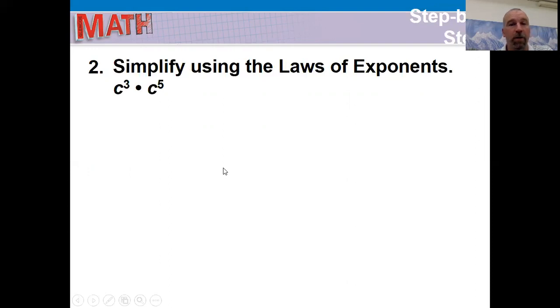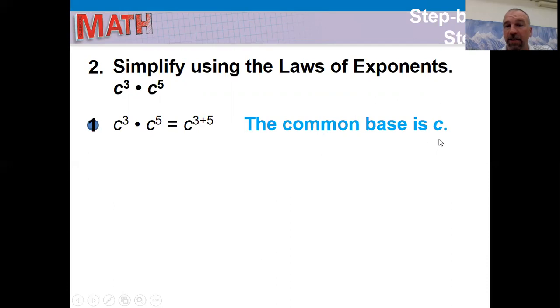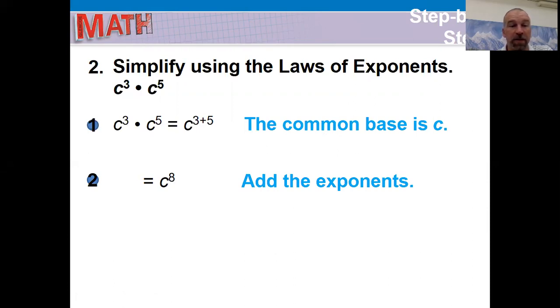Works the same for variable bases. As long as the variable is the same, you have to have a common base, the same base, C and C. So C to the 3rd and C to the 5th means I have 3 C's here, 5 C's here. Add them together with that common base of C and get a grand total of 8 C's, or C to the 8th power. This time with my base being a variable, there's nothing I can do to my answer. That's just my final answer.